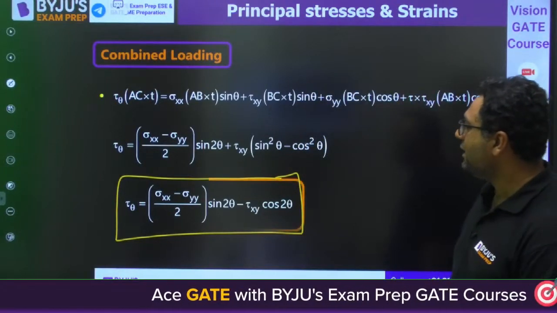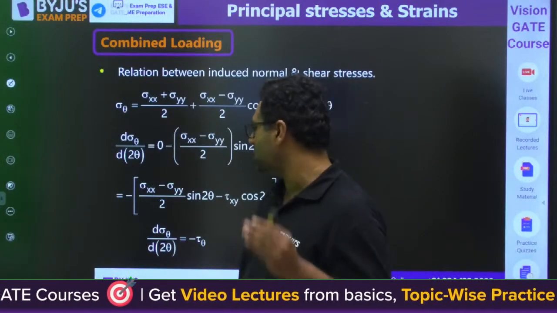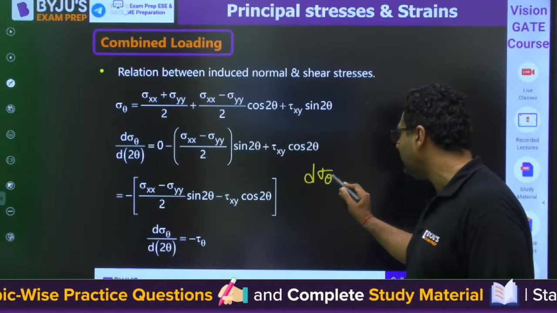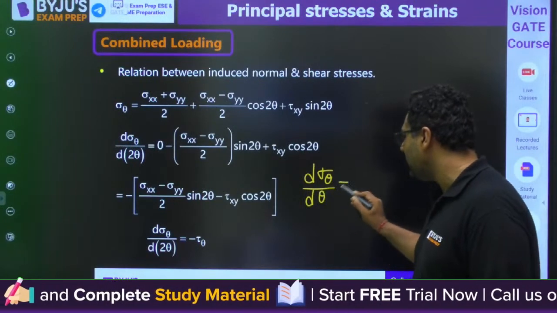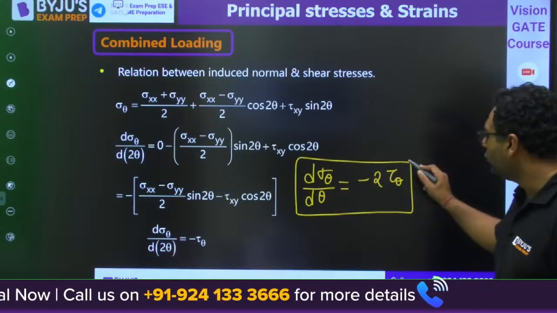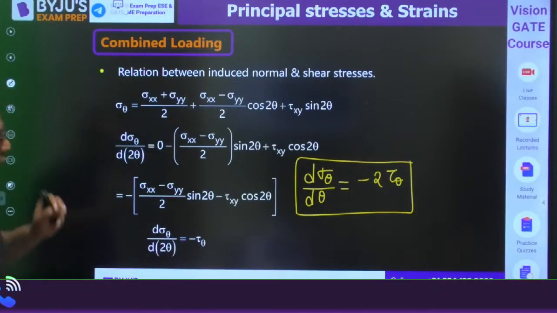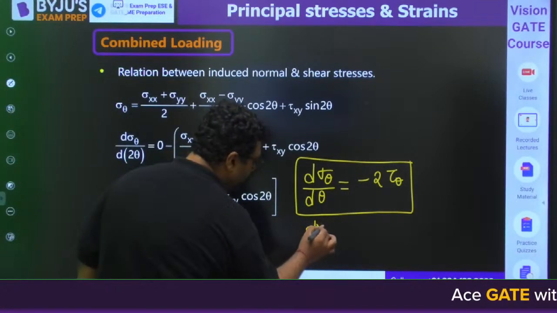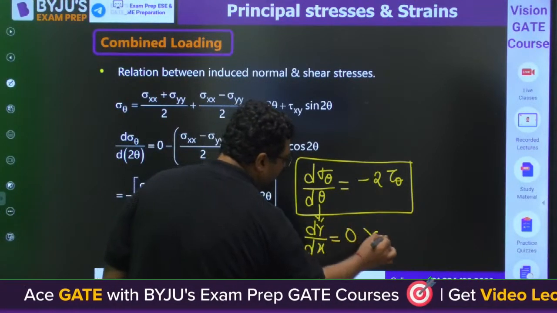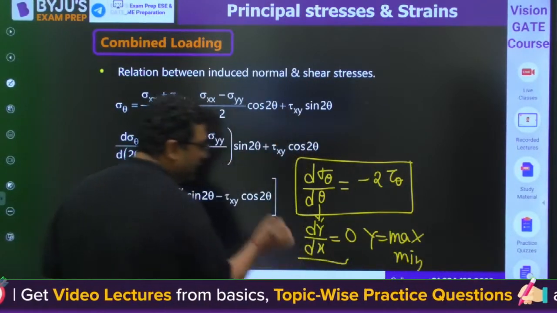Okay guys, when we get these expressions, we will try to find out the relation between sigma theta and tau theta. The relation will be d sigma theta by d theta equals minus 2 times tau theta. When you see this relation, you will feel very happy because all the doubts are going to clear from here. You can see it looks like dy by dx. You know, when dy by dx is 0, y will be maximum. So you can see y will be maximum or minimum when dy by dx is 0.